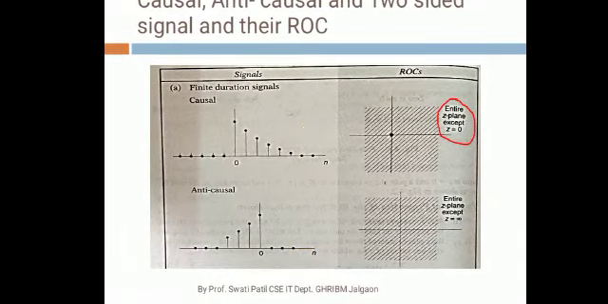So causal system is what? The system where n is less than 0. So when n is less than 0, the region of convergence is the entire Z plane except Z equal to 0. So here we can see that the origin is shifted to the left of the shaded portion. So that is the ROC for causal system. Anti-causal system where n is greater than or equal to 0. For this particular type of signal, the ROC will be the entire Z plane except Z equal to infinity.